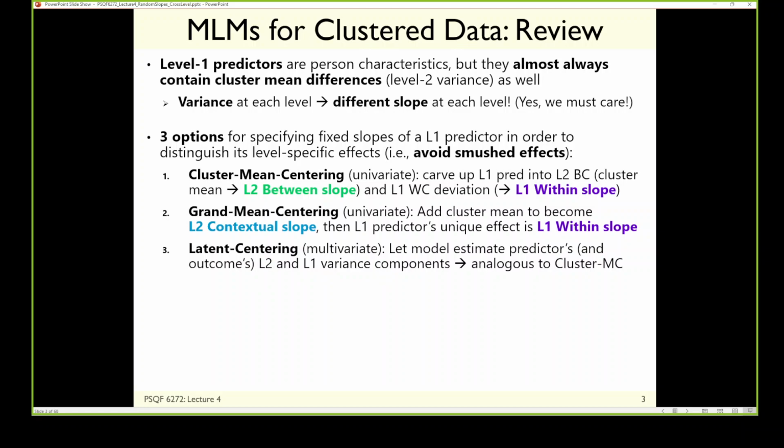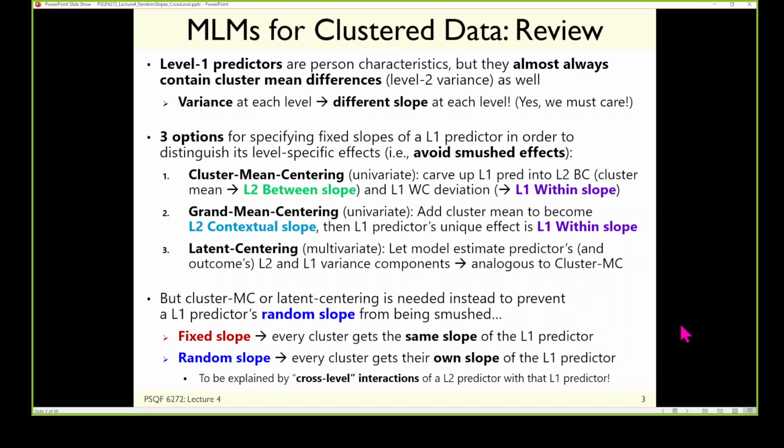And then there's latent centering, which I only waved my hand at for now, which is the idea of treating the predictor X the same as the outcome and letting the model figure out how much of its variance is between and how much is within, and using those latent variables as your predictors instead. That's later in the semester because that requires a different approach to specification and estimation.